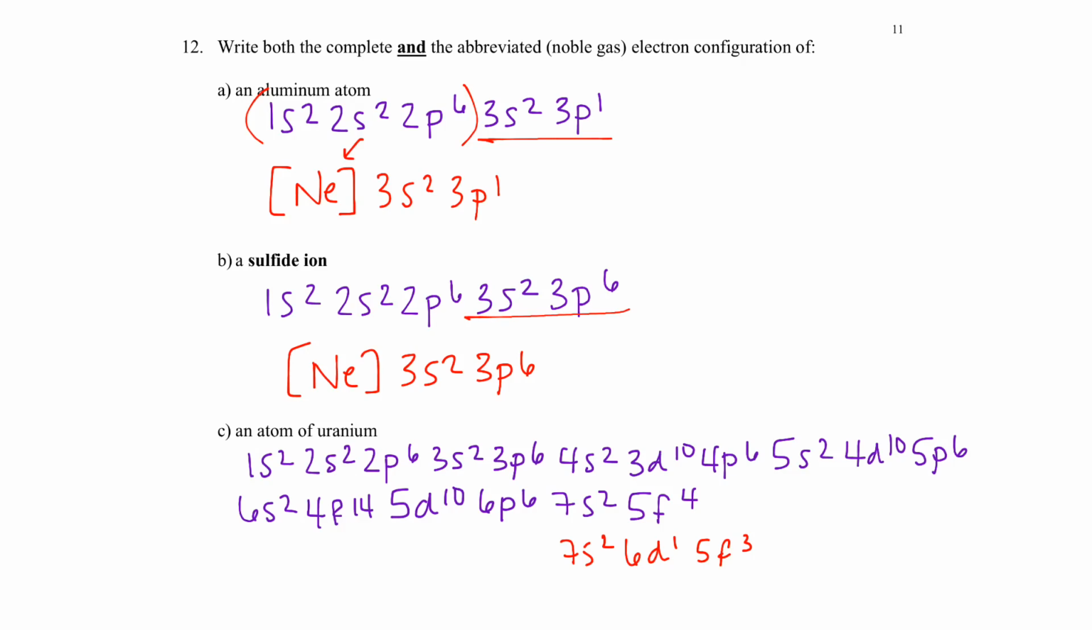The one where this is really going to be handy is uranium, because rather than writing this whole thing you see there, we would say that uranium's in the seventh row. So the noble gas in the row above it would be radon. So I'm going to write that, and then all we need to do is write everything that's left for the seventh row. So this whole part here would be what's left. So again, you could either say 7s2, 5f4, or if you're using the one in your reference booklet, 7s2, 6d1, 5f3. Either of those would be fine. Okay? So there's our electron configurations.